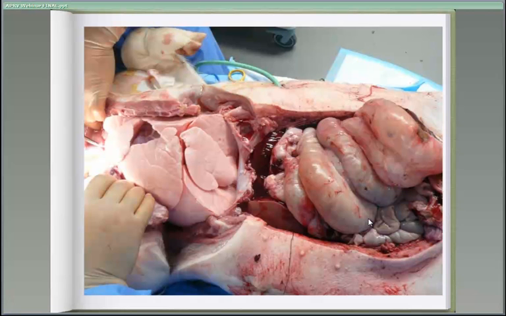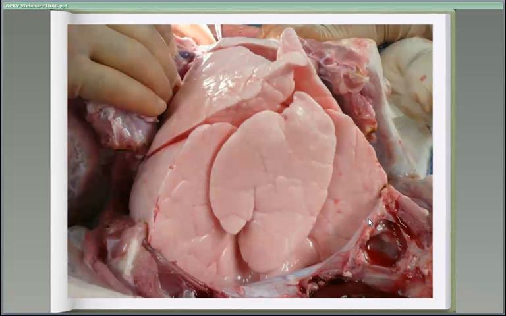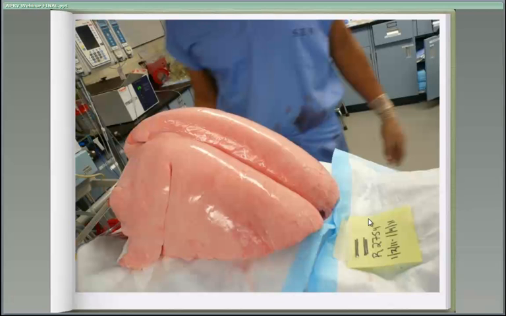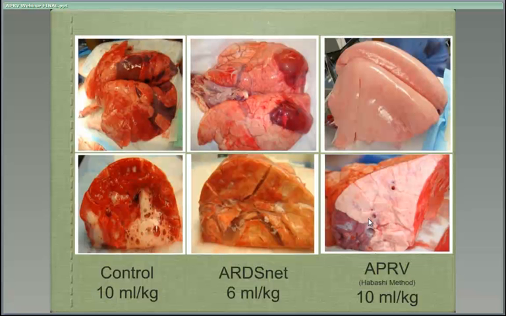And here's just an example of a necropsy where you can see how injured the bowel is. This is the small intestine here, distended. And you can see that the lung is, again, healthy looking comparatively compared to the other models. Now, again, these are 48 hours of septic shock with massive resuscitation. And this is another view of the APRV lungs. Just a quick comparison, and please note that the tidal volumes are 10 mLs per kg in the APRV group. In other words, the release volumes are 10 mLs per kg versus the control, the ARDSNet group, and the APRV group.